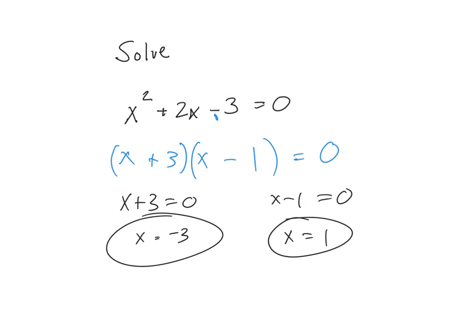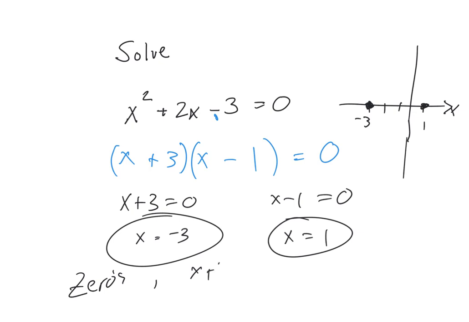I have two solutions, -3 and 1. And if I were graphing this, which I'm not, but if I were, what I'm actually finding is that at 1 and at -3, it crosses the x-axis. These are what are called zeros. x plus 3 is a root. x minus 1 is a root. Roots and zeros are very similar to each other.